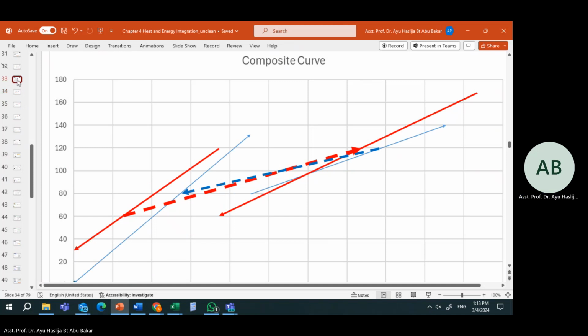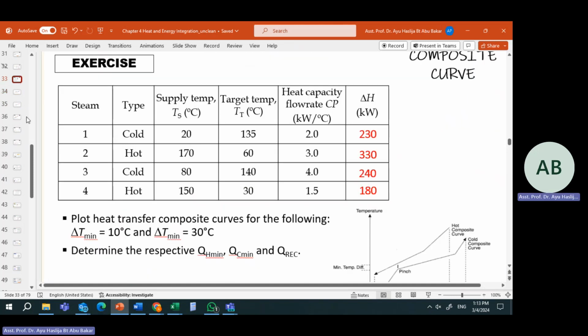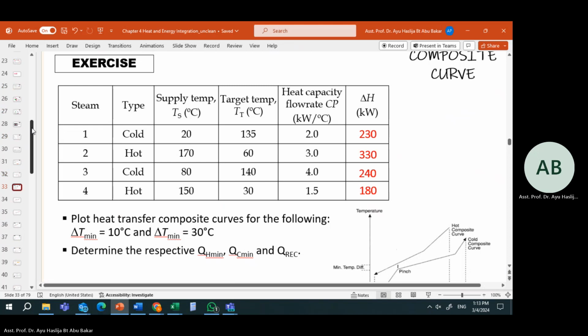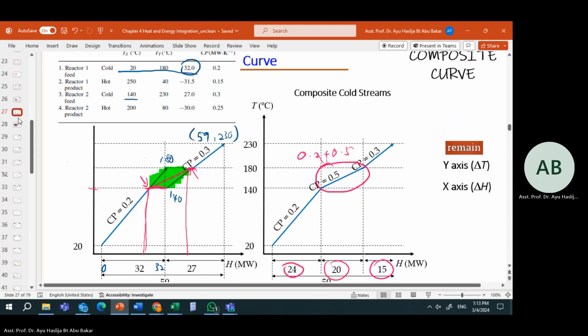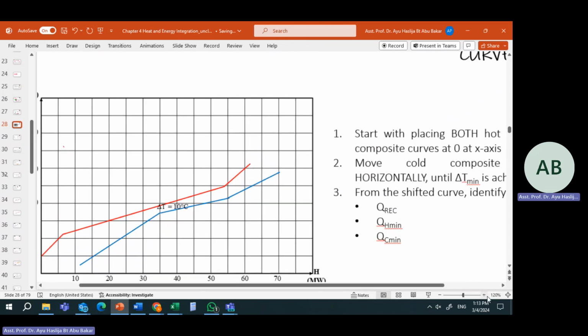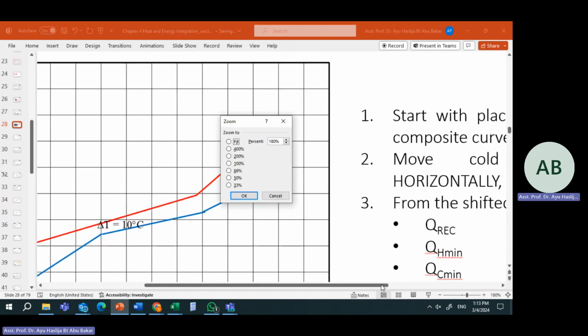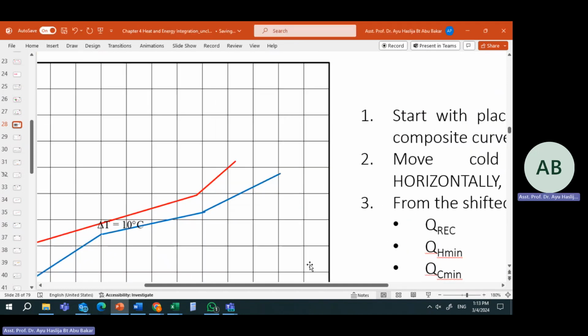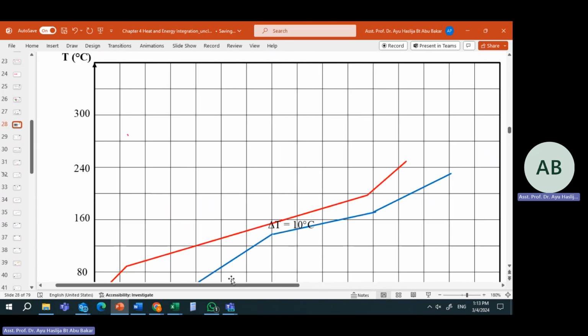How to find the pinch point? How can you determine the location? Okay, I reverse back. Pinch point, okay, now I repeat again. Your delta T min just now already set as 10 degrees C.